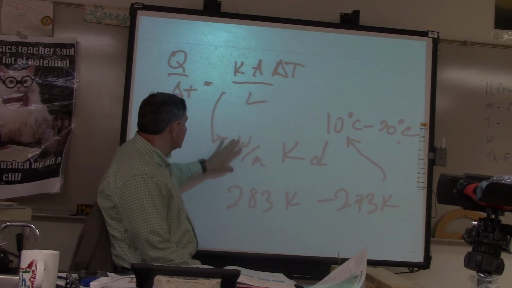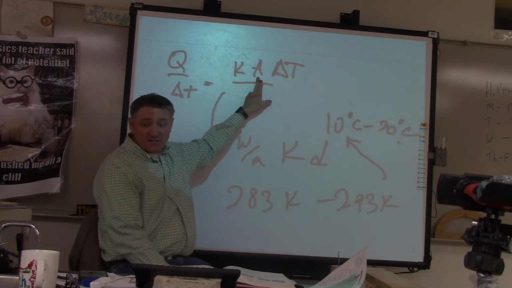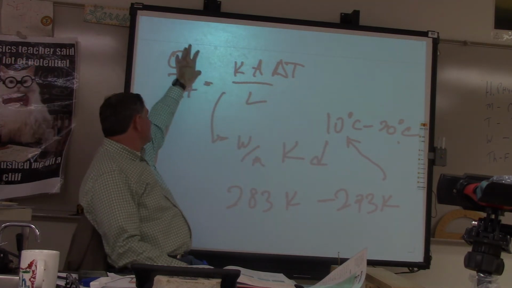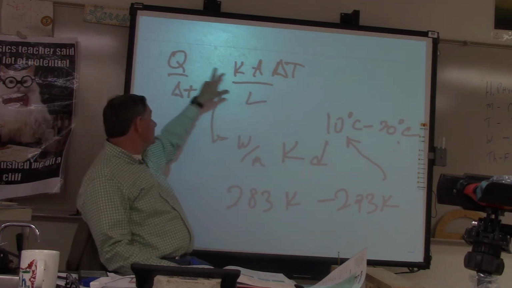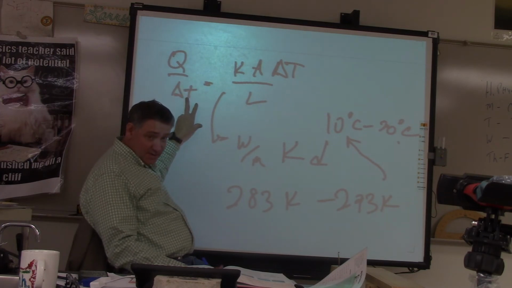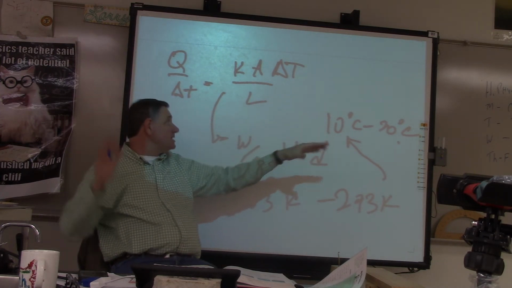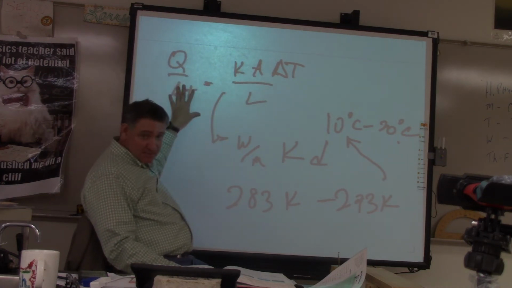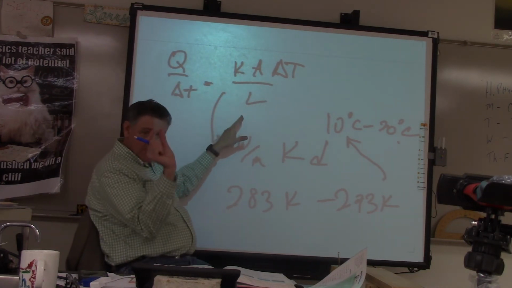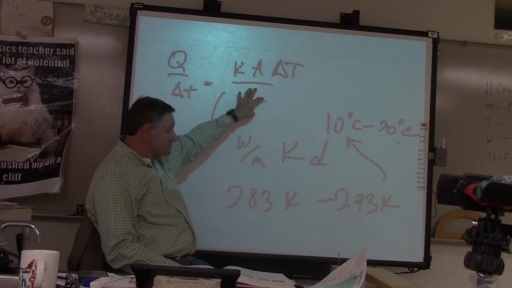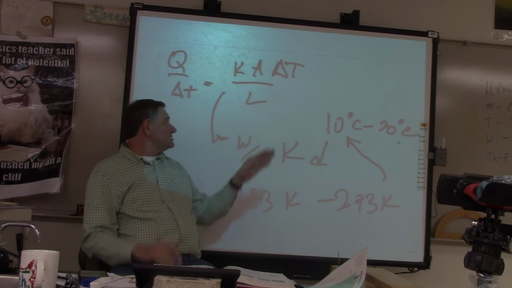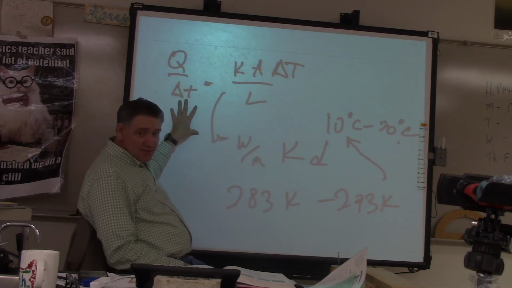Hopefully this equation makes sense. This is your cross-sectional area. If you have a bigger wall, that's directly proportional to this rate of energy loss. The bigger this area is, the more capacity you have to lose thermal energy. This is the thickness of the wall. Because you're dividing by this, clearly the thicker that wall is, the more it's going to reduce that thermal energy.